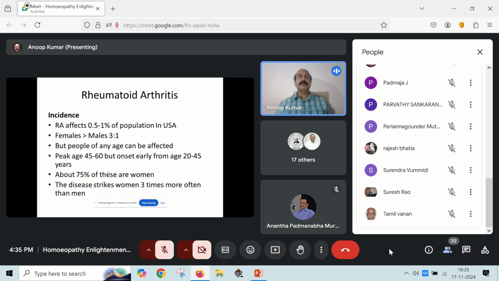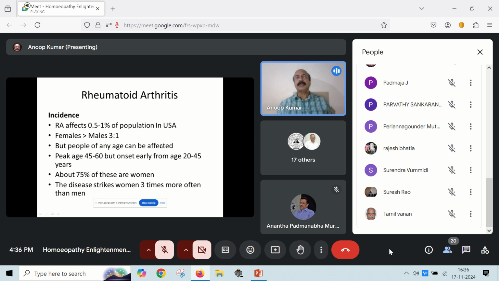So for incidence, a study was done in the USA, and they found that 0.5 to 1% of the USA population has rheumatoid arthritis, and females are affected more than males. The ratio is 3:1. Females will be 3 and males will be 1. So almost 0.5 to 1% of the American population is affected by this. The same thing will be here also. It can be a little more than that.